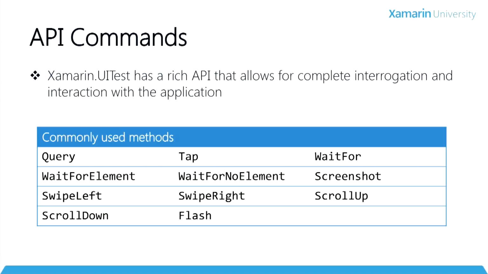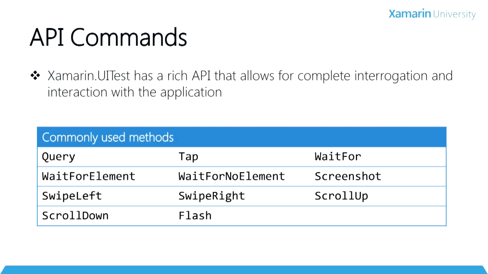In that demonstration, we saw some of the commands that are available on the IApp interface, which enable us to interact with our application. Of course, there are plenty more as well. You can see some of these here on the screen. Query allows you to interrogate visible items on the user interface of the application. Tap will tap on a particular element. WaitFor will wait for a specific time. WaitForElement allows you to wait for an element to exist. WaitForNoElement allows you to wait for an element to not exist on the screen.